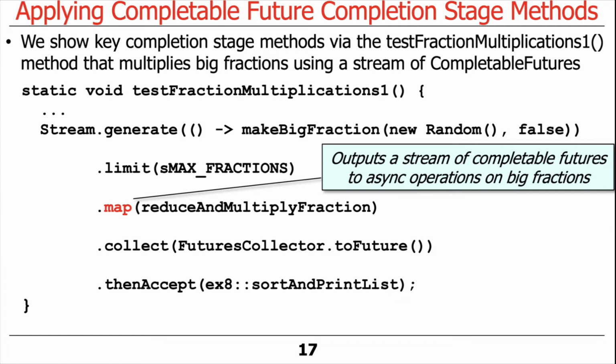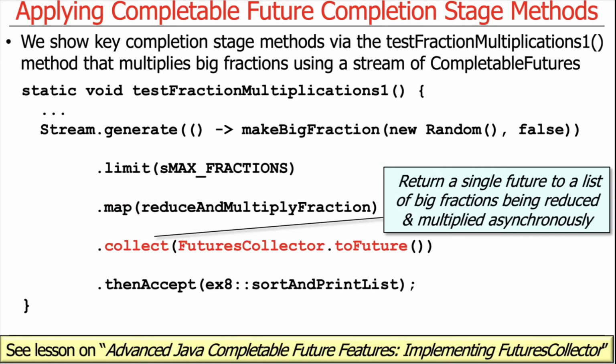So now we're going to have a stream of completable futures to pending operations that are going to be reducing and multiplying asynchronously in threads from the common fork-join pool. So that's what comes out of map. Now what we're going to do is go ahead and collect the results together. And this is just the super coolest thing ever. This is going to use something called FuturesCollector. I will talk about FuturesCollector shortly. You will actually get a chance to use a variant of FuturesCollector in your programming assignment number 3.